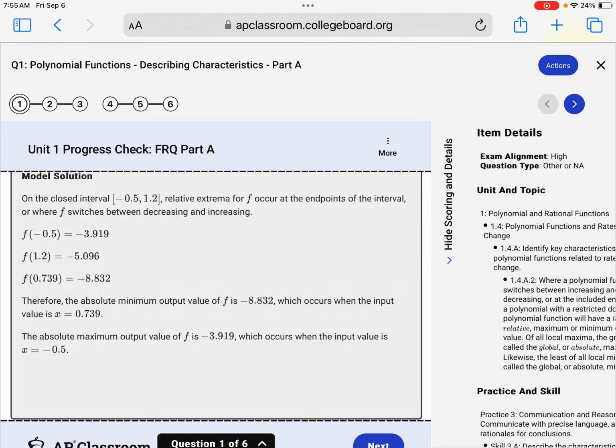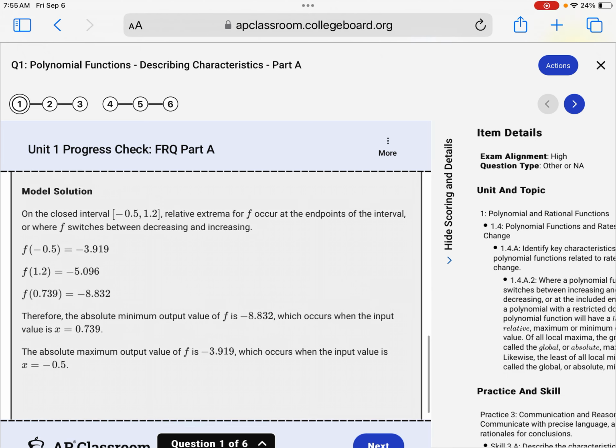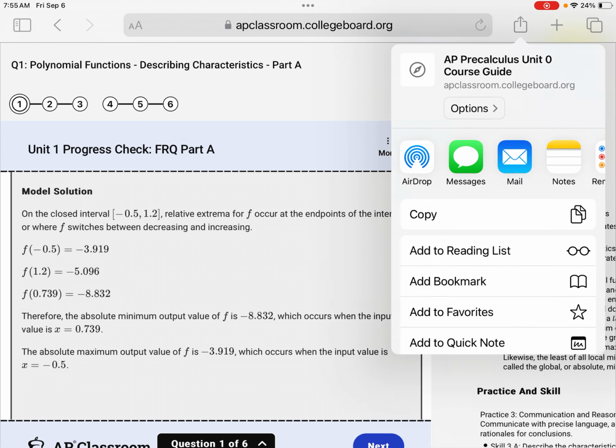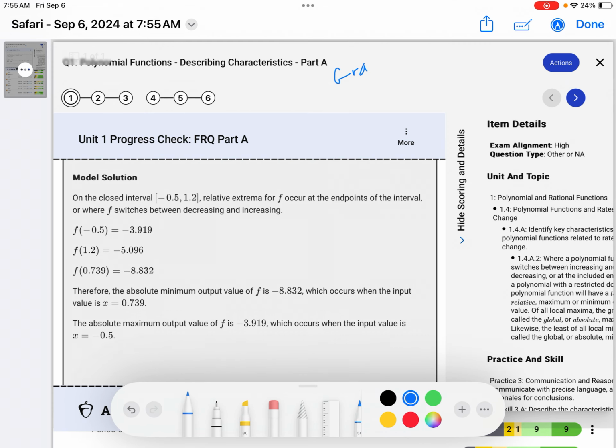But the absolute minimum is negative 8.8. So all you have to do is, if you're on the graph and you do second calc and then you click minimum and then you put in the interval that they gave you, so negative 0.5 to 1.2, and then you just have to do the left-hand side, the right-hand side, and press enter, enter. Enter twice. It should give you where the minimum is. I can't show you right this minute, but that's how you would put it in your calculator.